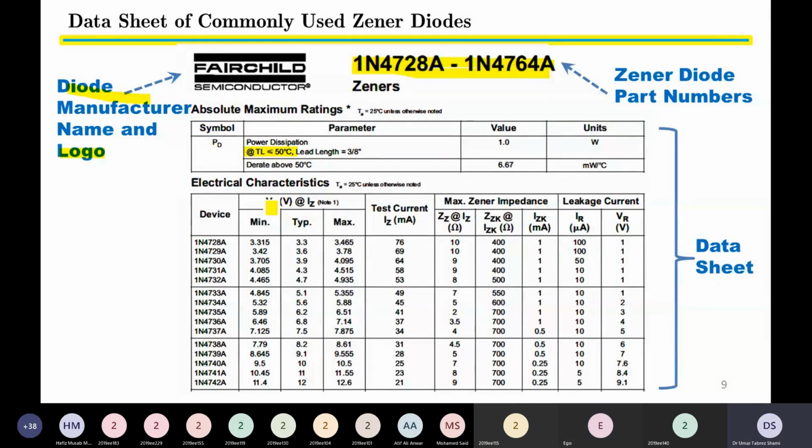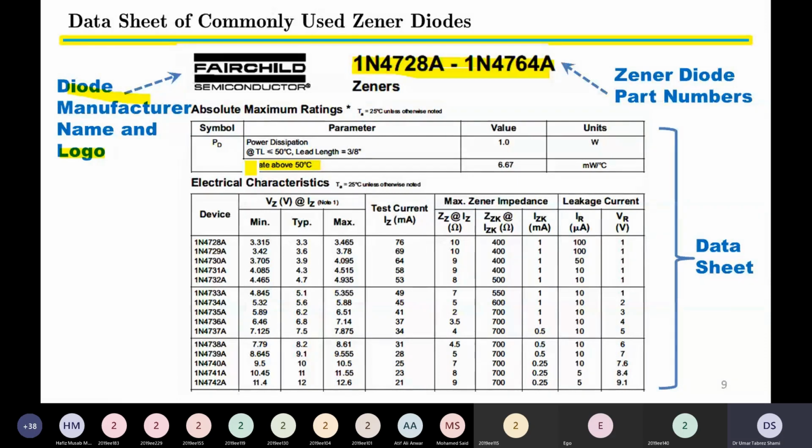For example, in this data sheet, the manufacturer recommends that the temperature should be less than 50 degrees C. The manufacturer has also said that if the temperature rises beyond 50 degrees C, then the values will derate. If we do not follow the guidelines of the manufacturer and increase the temperature, the values will start to derate. The values will no longer be as provided by the data sheet.